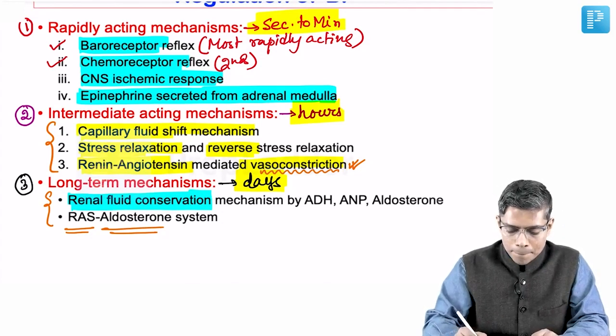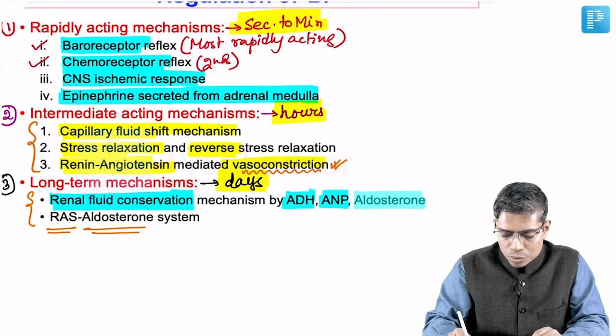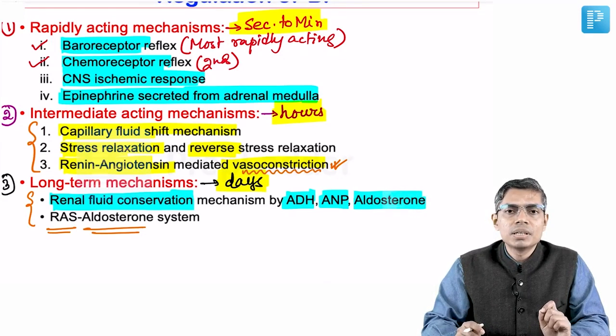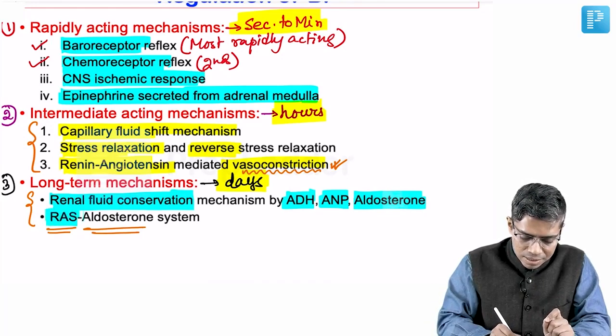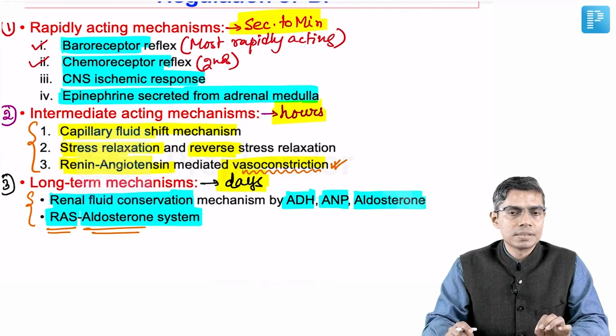So under long-term, you can find the fluid conservation mechanism at the level of the kidney, by the hormones ADH, ANP and aldosterone. Antidiuretic hormone, atrial natriuretic peptide, and aldosterone. They are part of the long-term mechanism, right? And the renin-angiotensin system and aldosterone system, this is also part of the long-term mechanism.